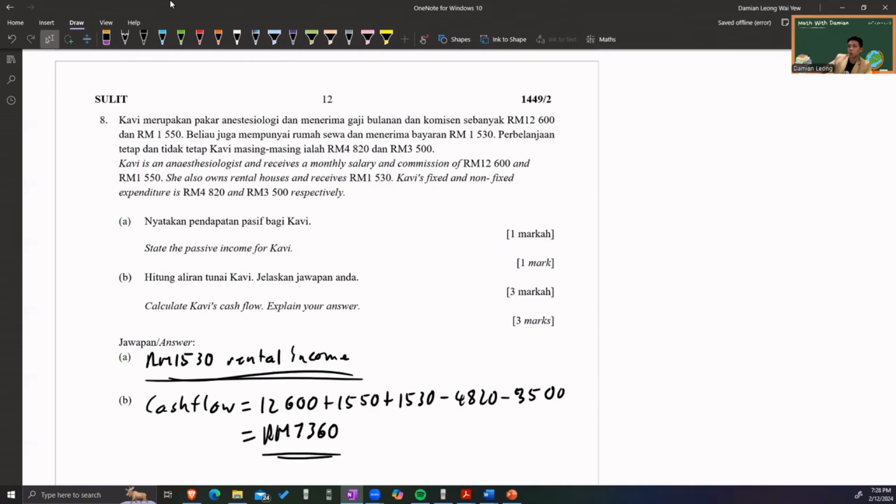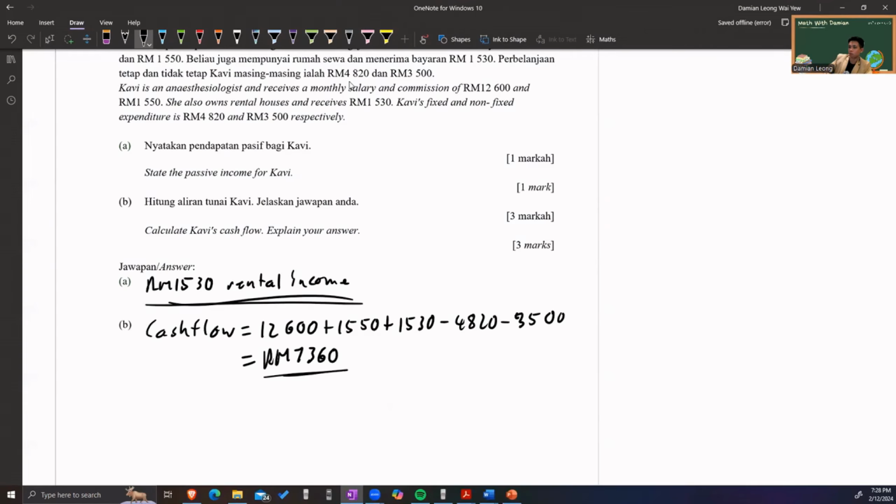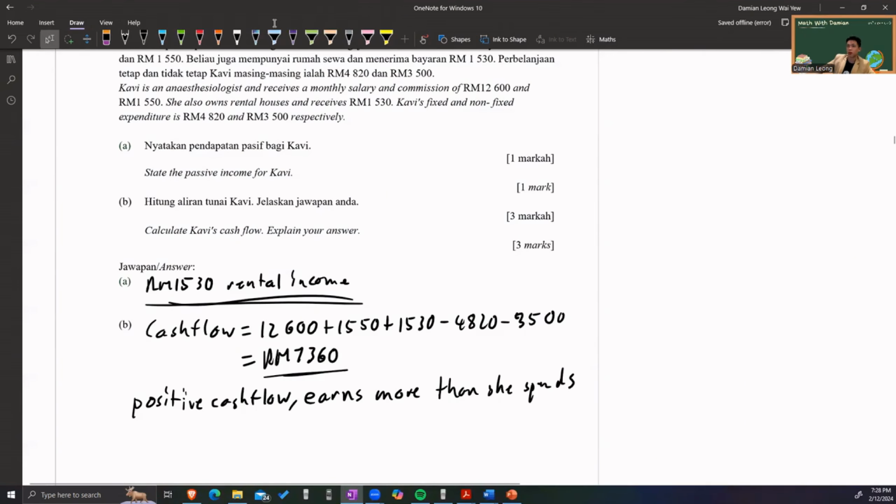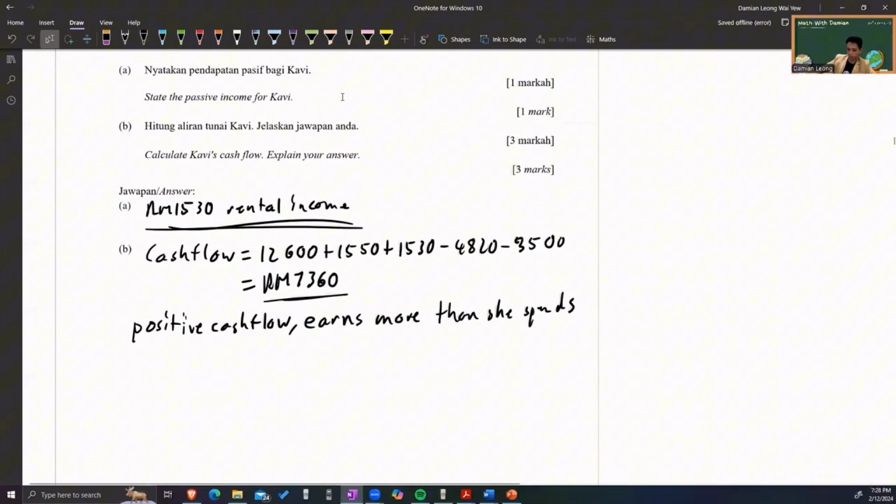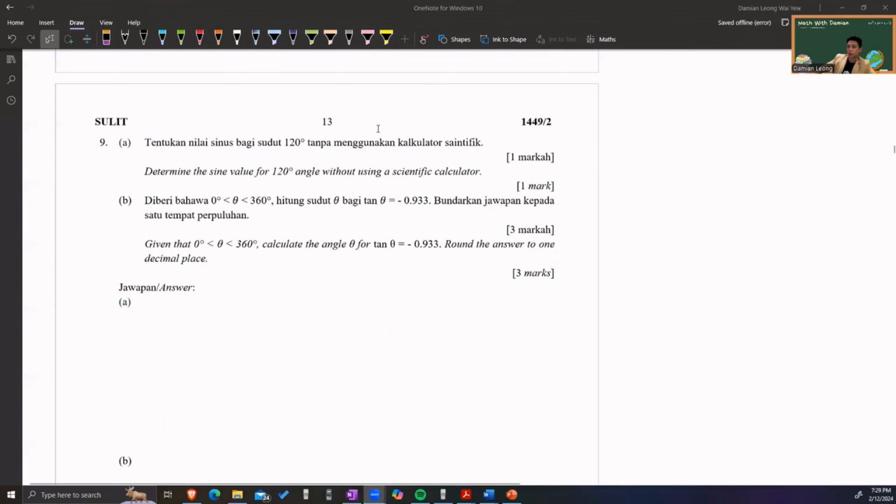Explain the answer. So 7,360 ringgit means it's a positive cash flow. So positive cash flow means she earns more than she spends. Yeah. All right, that is question 8. Then question 9.